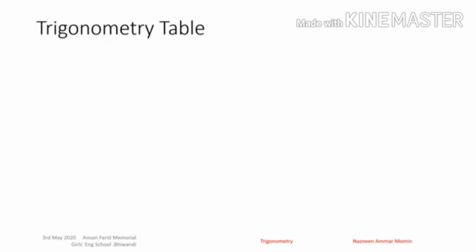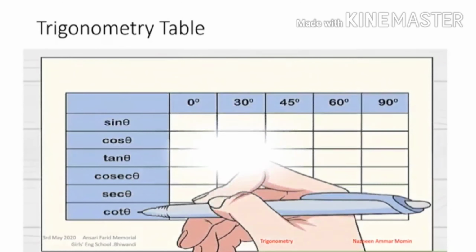Moving further, let's have a look at your trigonometric table. It should be tabulated with sine theta, cos theta, tan theta, and the opposites: cosec for sine, sec for cos, cot for tan, followed by the angles 0 degree, 30 degree, 45 degree, 60 degree and 90 degree. Now let's see how to fill this table.